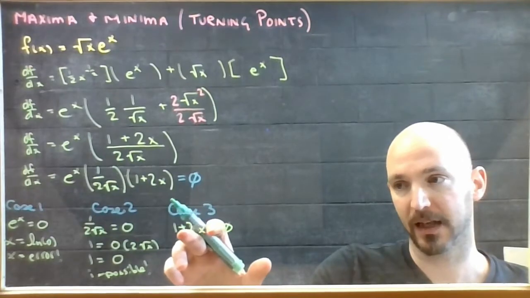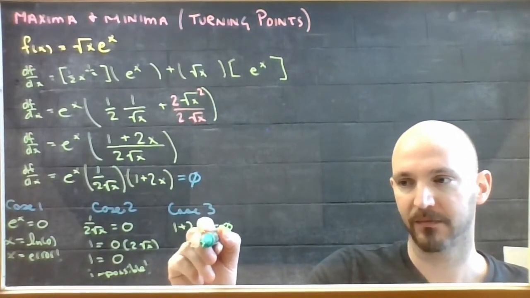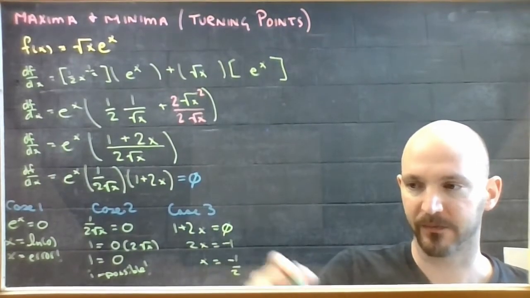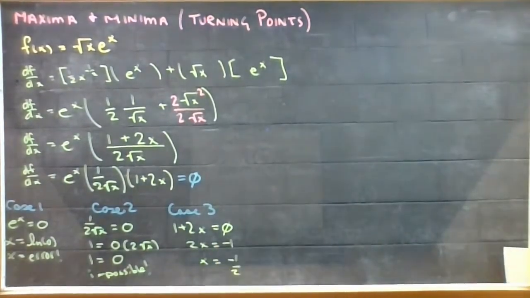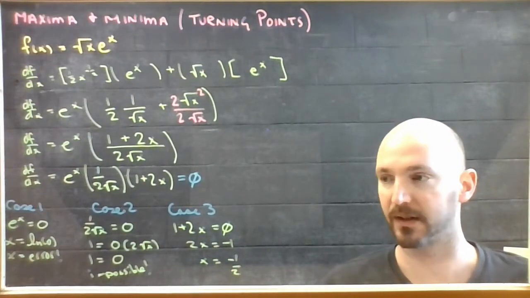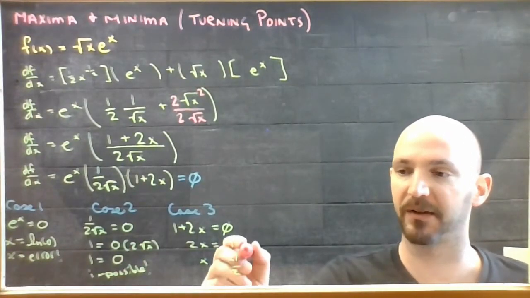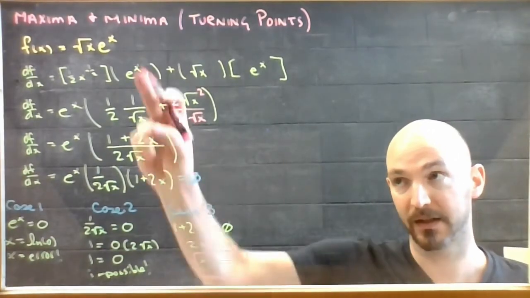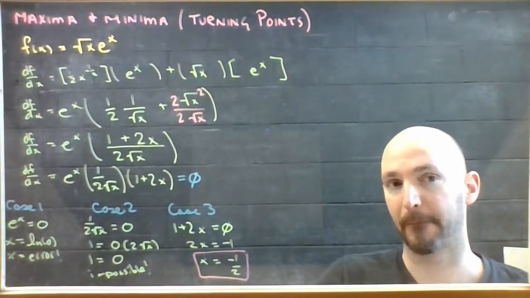Case 3, I'm going to kick this 1 to the other side. And I'm going to divide both sides by 2. Now that one actually works. It gave me an answer that's a number, that's not an error, or something that's impossible. So here we go. I have found a turning point in this particular function.